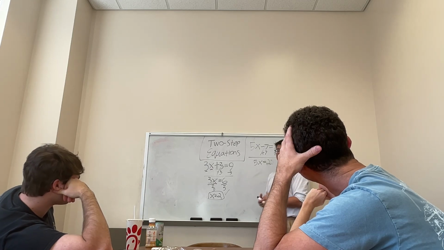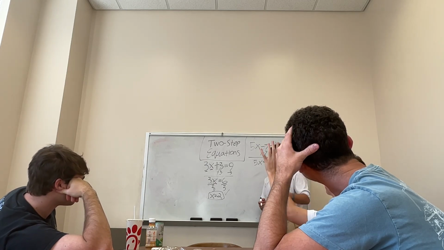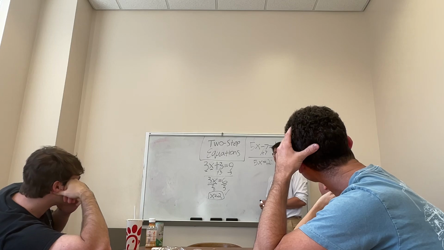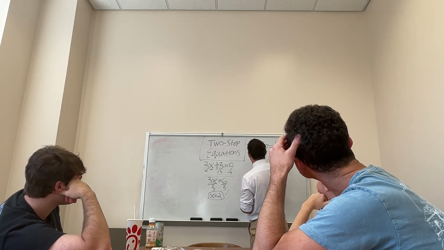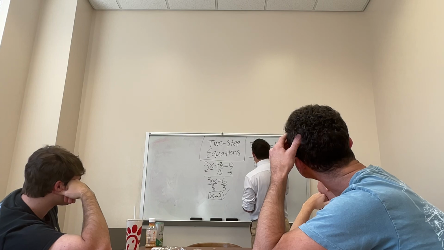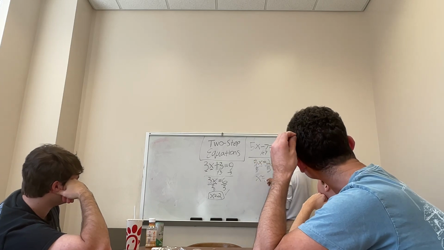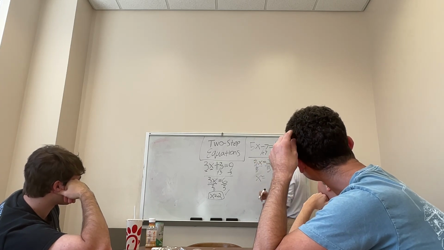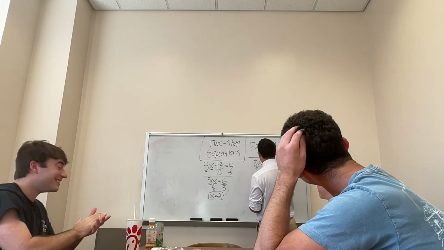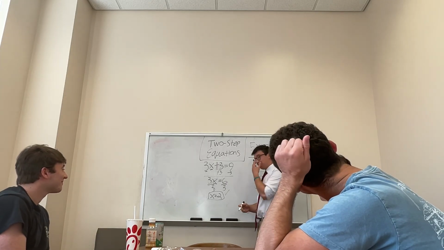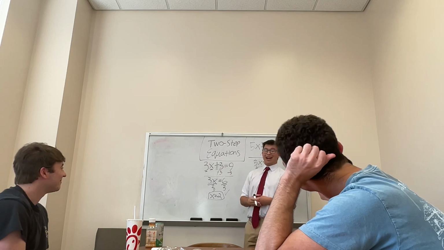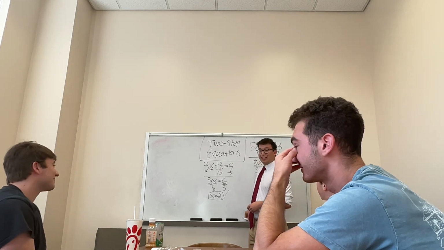Does anyone know what the second step of this equation might be? Yeah, divide by 5. Exactly. We're going to divide by the coefficient on both sides. And it's going to give us an answer of x equals 4. Great job, guys. So impressed with your progress on this. It's very important you guys understand how to do this because it's the backbone of a lot of the algebraic equations you're going to be doing in the future.